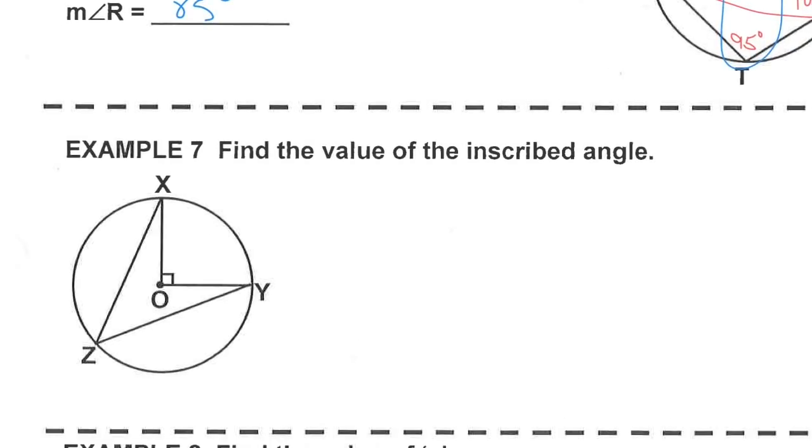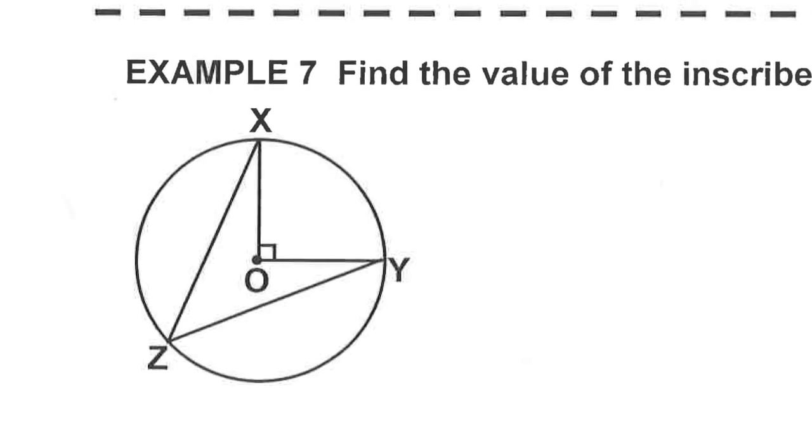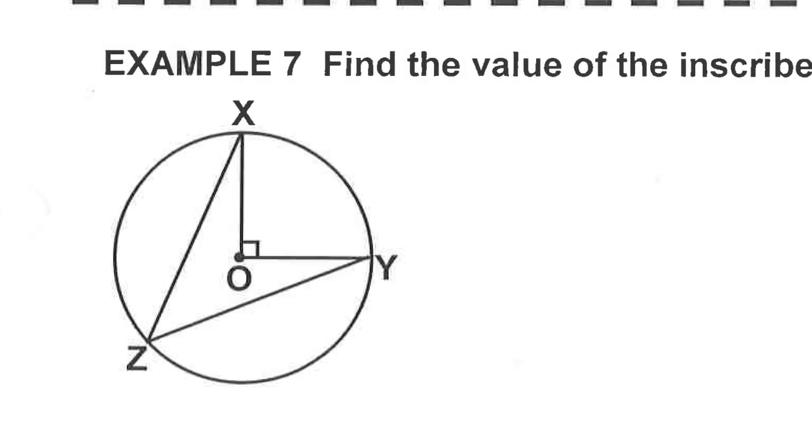This one says find the value of the inscribed angle. So you kind of have to take a couple of steps here. There's not a lot of work involved. What I do know is I have a central angle right here. And this is the arc that it cuts. And I know that these are congruent. So I now know that this arc is 90 degrees.